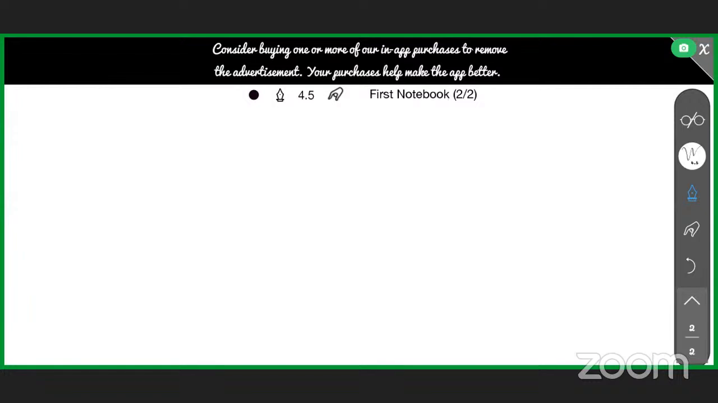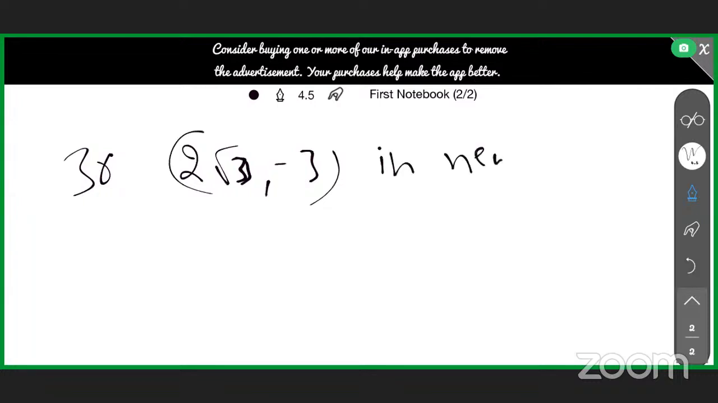The axis is rotated with an angle 30 degree. If the axis is rotated with an angle 30 degree, then the coordinate 2 root 3 comma minus 3 in the new system is what? Now listen carefully. The angle theta is equal to 30 degree. And 2 root 3 comma minus 3, are the points in which coordinate system, old system or new system? Old system.